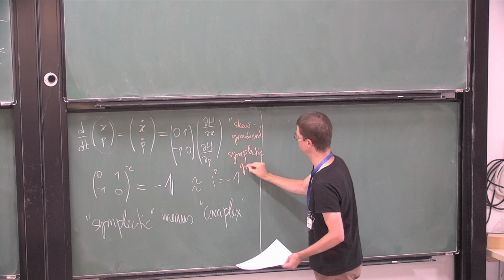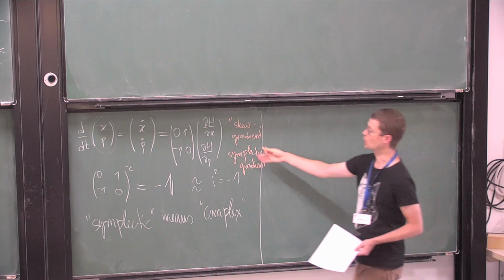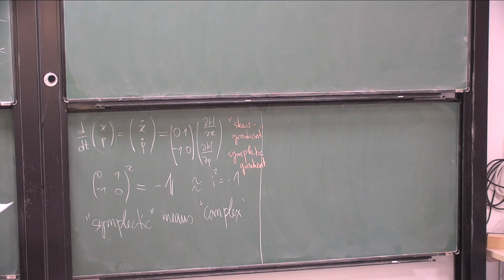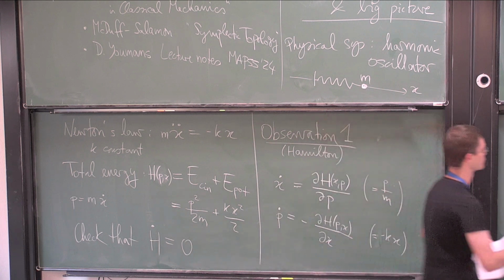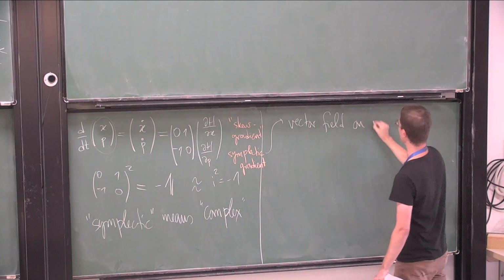It is a vector field, but on what? It's a vector field on the space of x and p. I think for the physicist it's completely clear what it is. Maybe for the mathematician it's less clear, so it's what we call the phase space. It's a vector field on phase space.